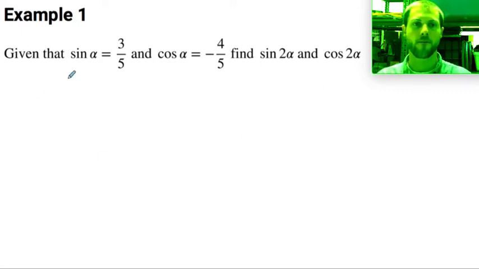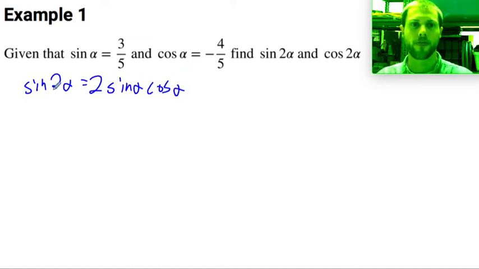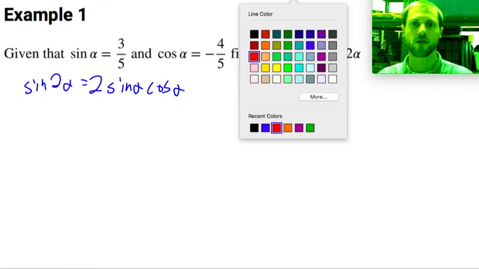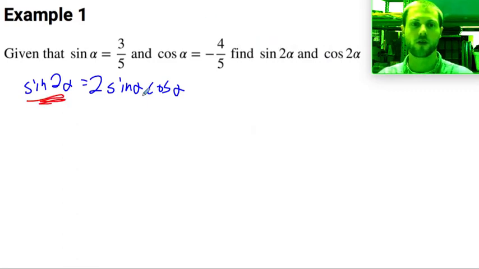Here's my first example. I'm given the sine of alpha is equal to 3/5, and the cosine of alpha equals -4/5. So I want to find the sine of 2 times alpha and the cosine of 2 times alpha. So let's jump to our equations. Well, the sine of 2 alpha is going to equal 2 times the sine of alpha times the cosine of alpha. This is what I want to find over here, sine of 2 alpha. And so this is what I need over here.